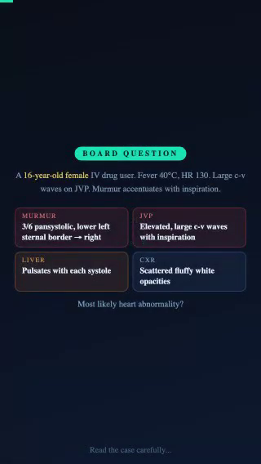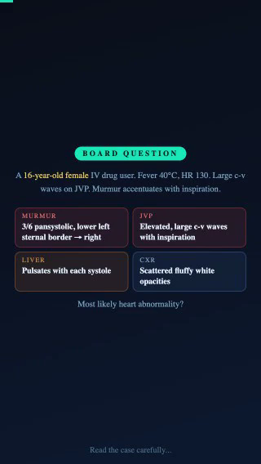You are in the emergency department when a group of companions bring in their friend, a 16-year-old female. She has scars from acute and chronic intravenous drug use. She is acutely ill with a temperature of 40 degrees Celsius, heart rate 130, and respiratory rate 18.